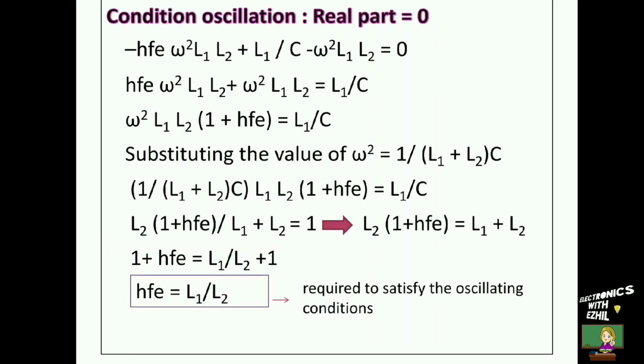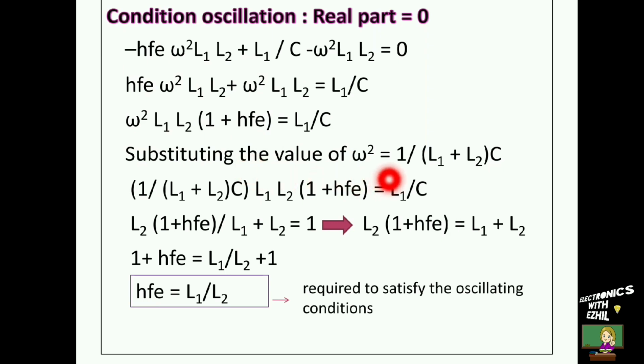Now we will equate the real part to 0 to find the condition for oscillation. This is the real part of the general expression which we made equal to 0. Here the first term and the last term are brought to the other side, so the sign becomes positive. Now let us take omega square L1 L2 commonly out between the first term and the second term. So it becomes omega square L1 L2 into 1 plus h_fe equal to L1 by C.